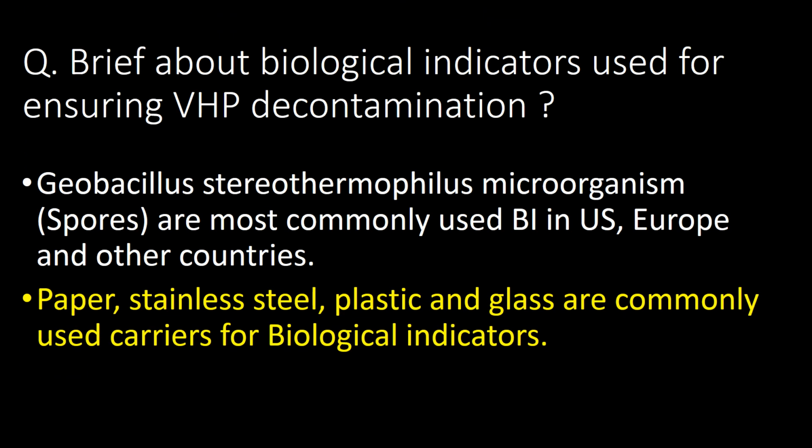Brief about biological indicators used for ensuring VHP decontamination. Geobacillus stearothermophilus microorganism spores are the most commonly used biological indicators in US, Europe and other countries. Paper, stainless steel, plastic and glass are commonly used carrier for biological indicators.